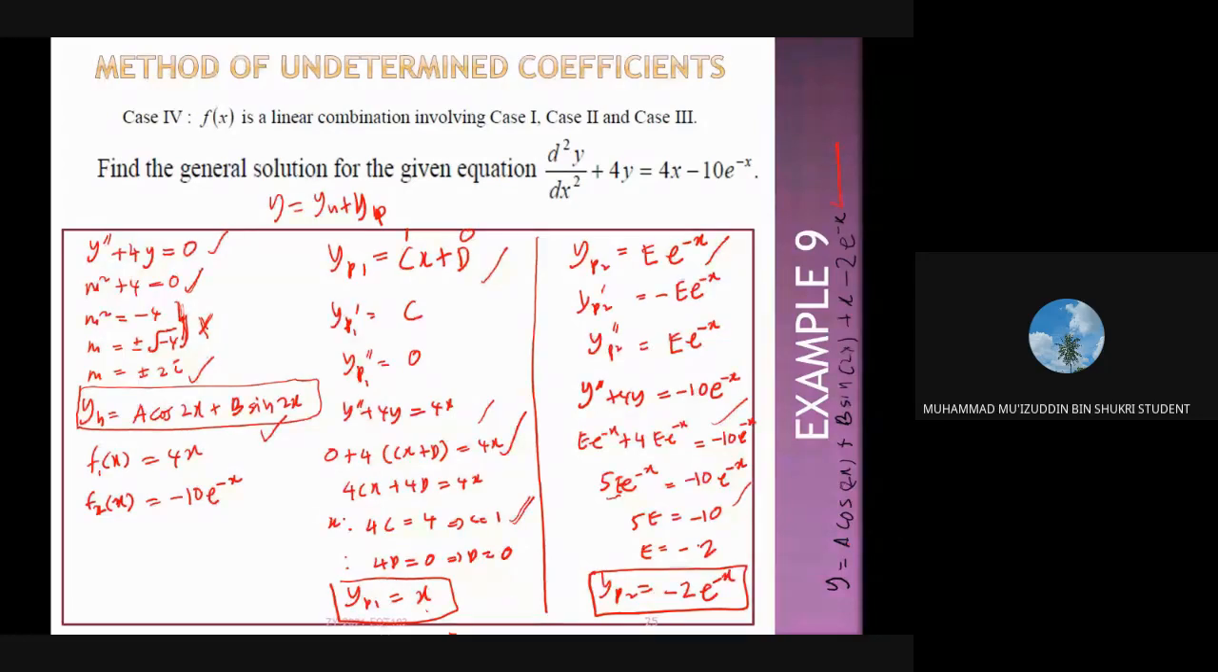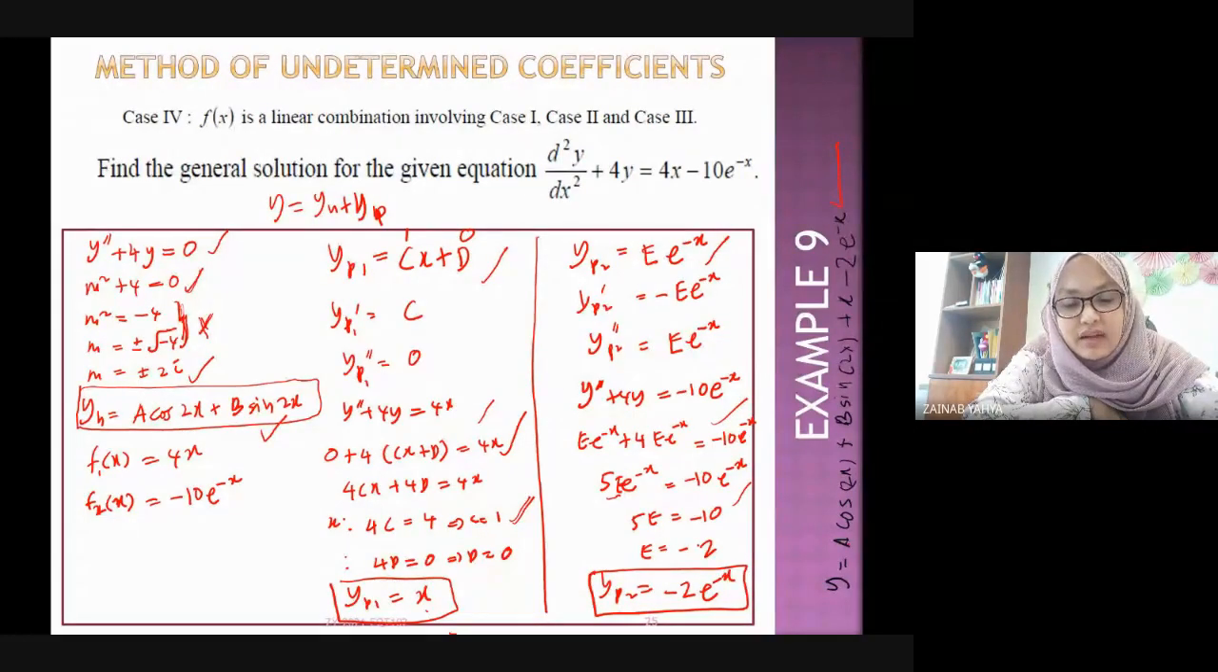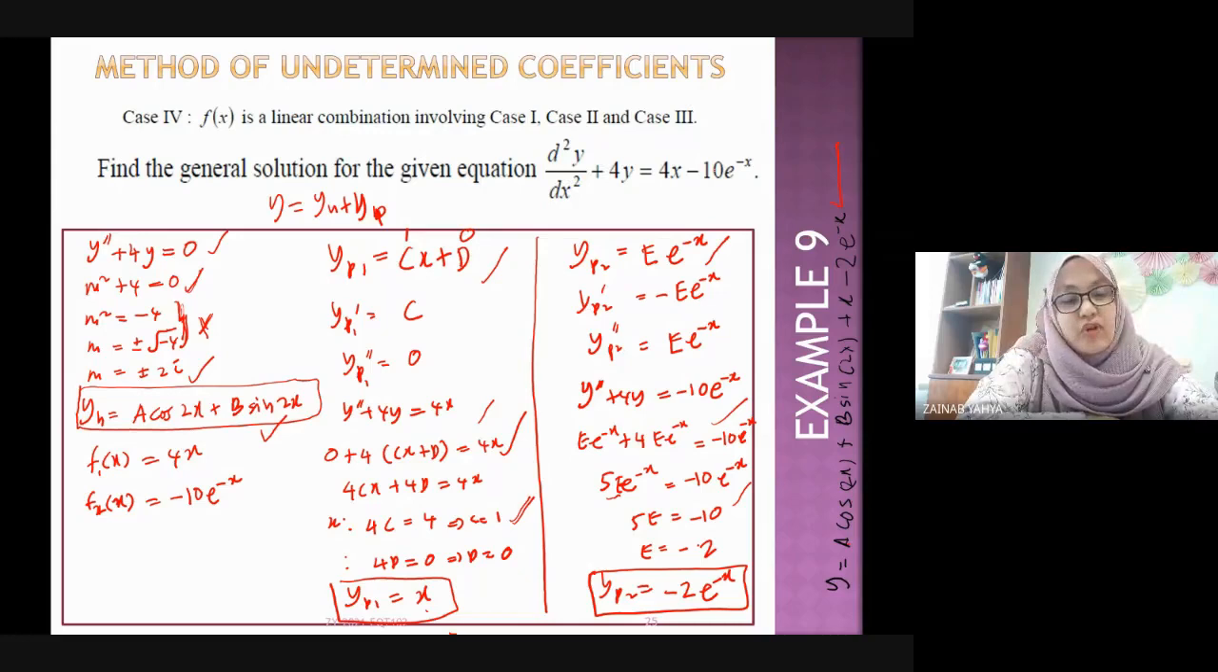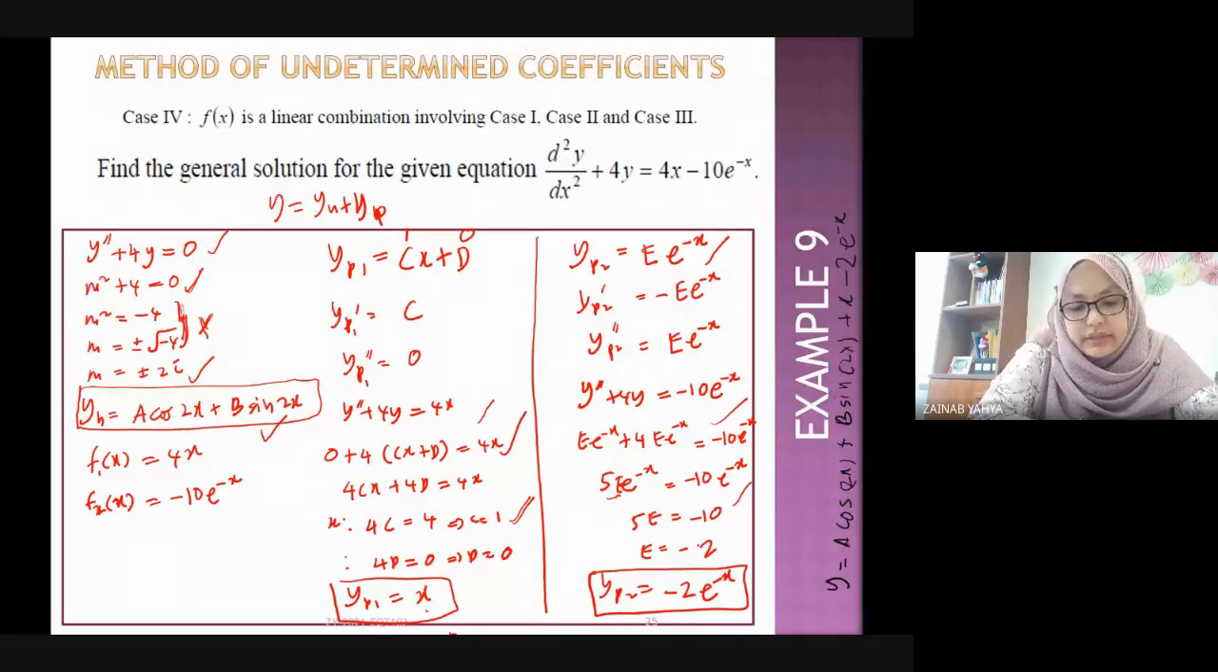Okay, for this question, how many marks, doctor? I'm not sure, it depends. It may be 10 to 15 marks. If it's case 4, it means you need to find 2 YP, right? So this can be 15 marks. Okay, don't worry too much about the marks. As long as you got the concept on how to solve it, then okay.